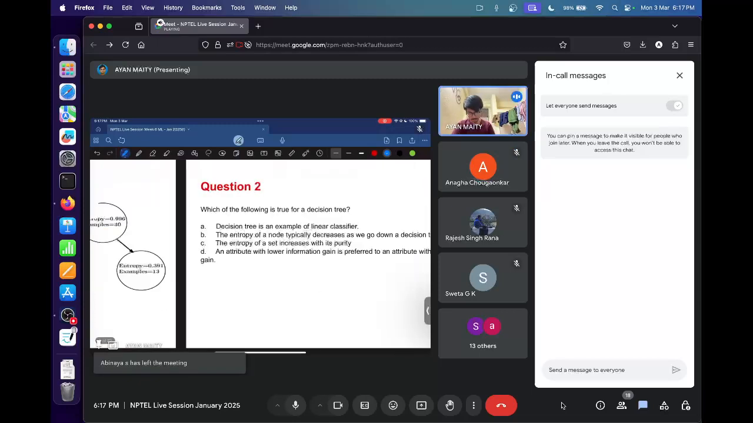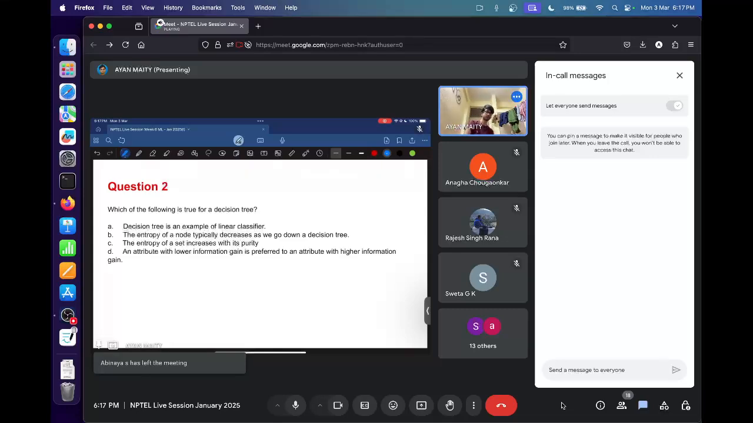Okay, moving on to the second question. Which of the following is true for a decision tree? Option A, a decision tree is an example of a linear classifier. Option B, the entropy of a node typically decreases as we go down a decision tree. Option C, the entropy of a set increases with its purity. Option D, an attribute with lower information gain is preferred to an attribute with higher information gain as the root.